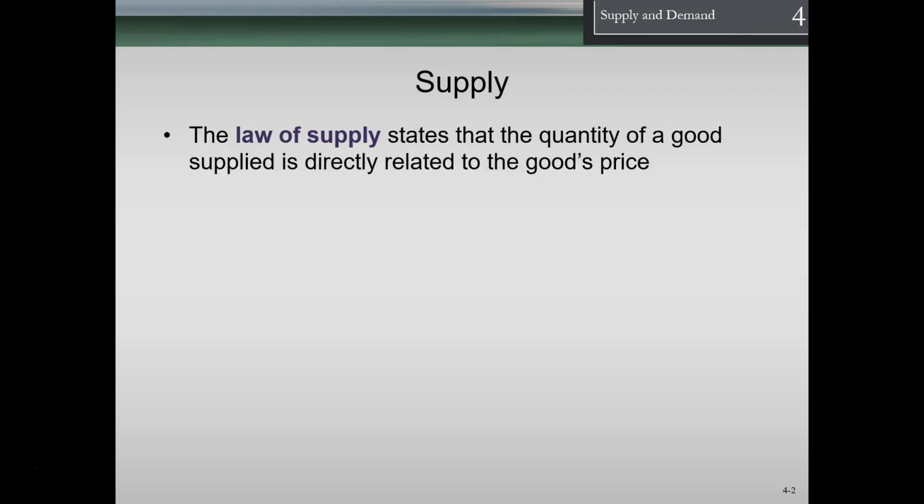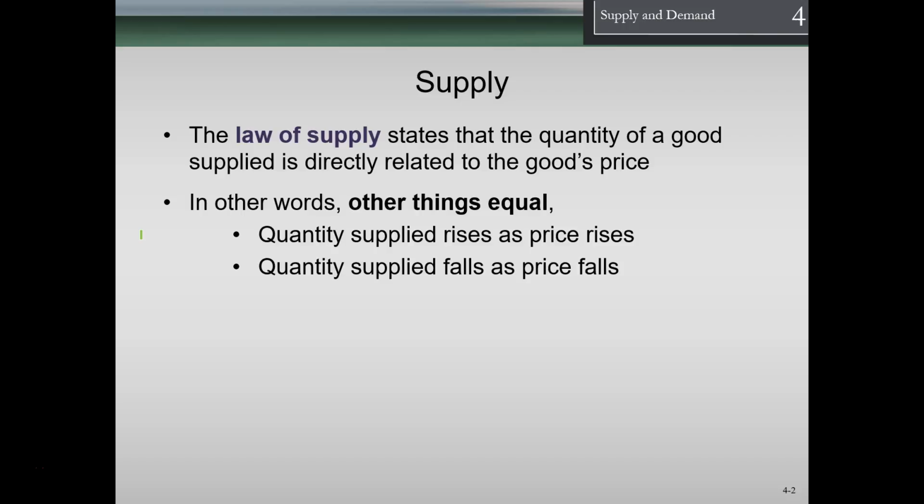So we've discussed demand already. We're going to move on to the supply portion of this now. So the supply side states that the quantity of a good supplied is directly related to the good's price. So we are now going to see what effect a change in price will have on the quantity supplied this time. In other words, other things equal, quantity supplied rises as price rises, quantity supplied falls as price falls. So as the price rises, the producers of these items will produce more.